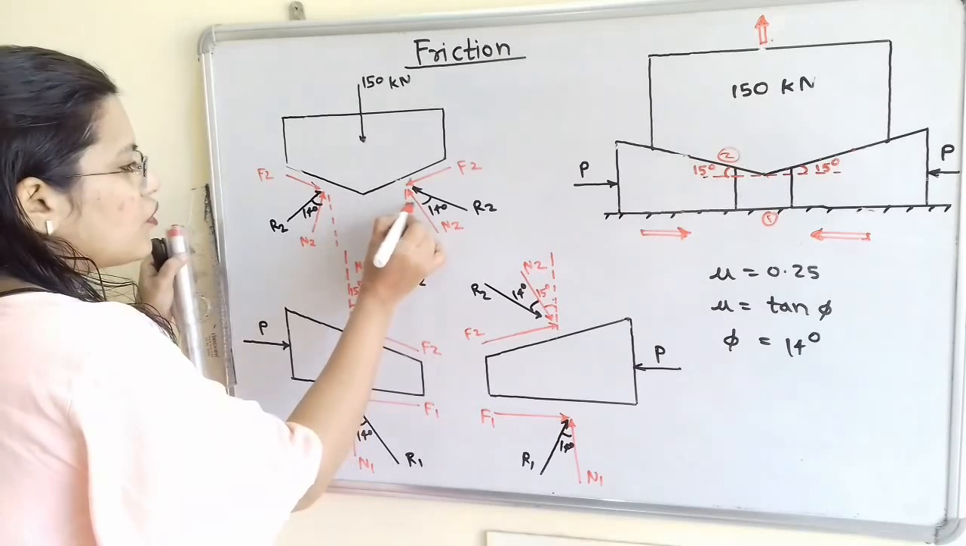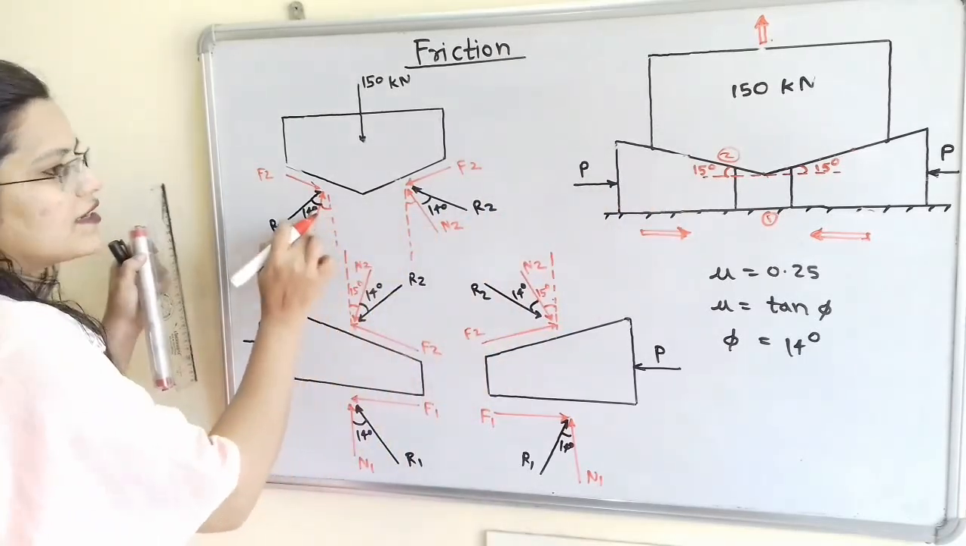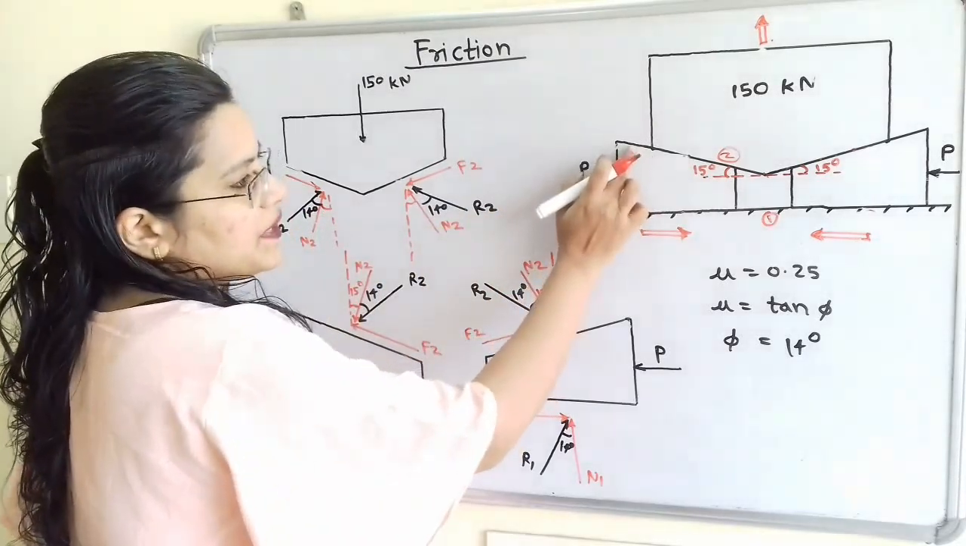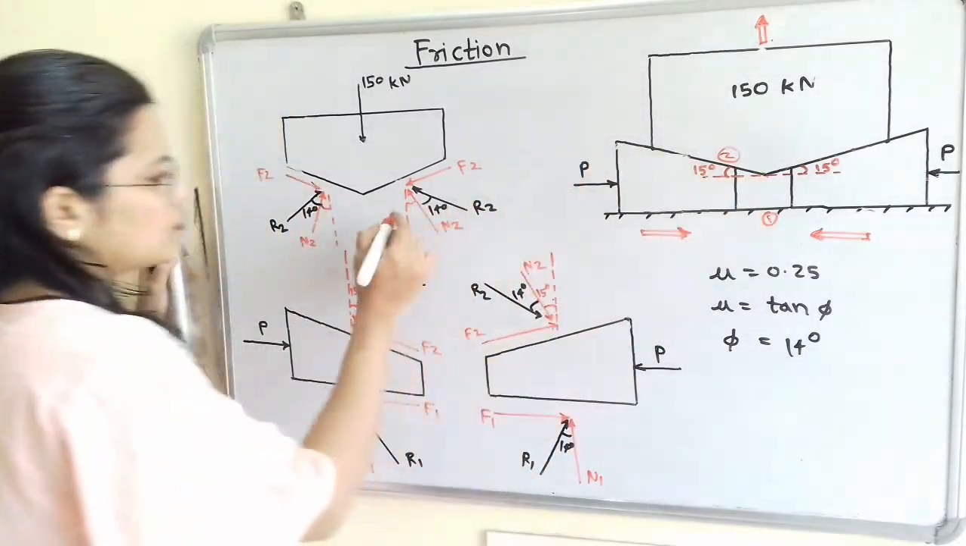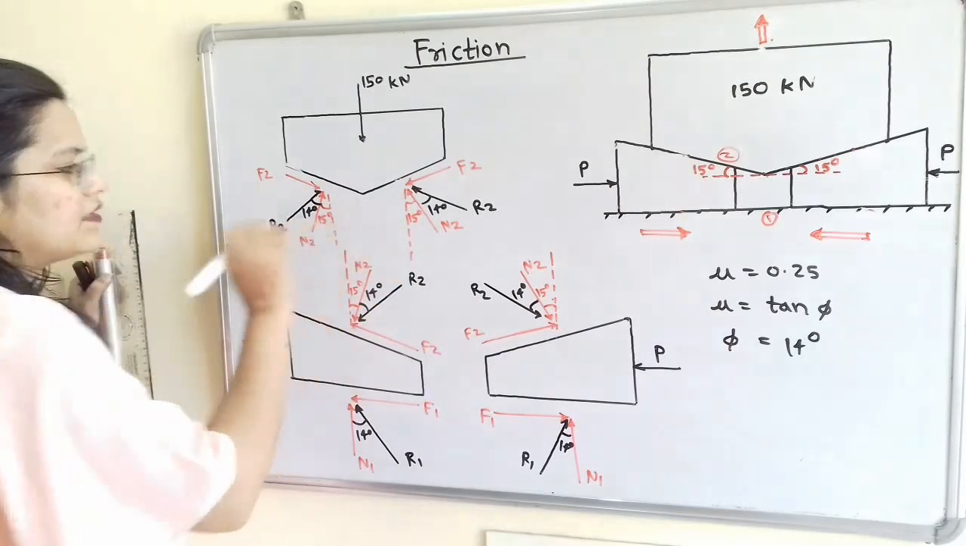Then here also the angle is equal to 15 degree, because these two vertical lines are perpendicular to this inclined line and the horizontal line. So we will show here the angles equal to 15 degree and 15 degree.